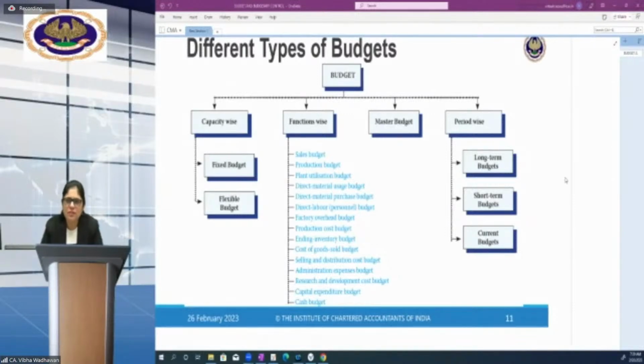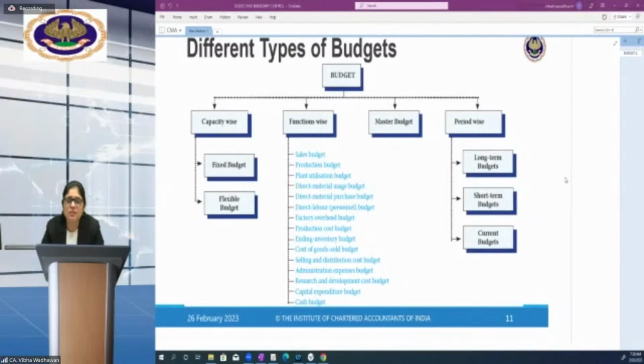Factory overhead budget. So these are the overhead budgets. I hope you remember there are 3 overheads: production overheads, or manufacturing overheads as we call them, office and administration overheads, and selling and distribution overheads. And for that also we make the budget. So factory overhead budget, production cost budget, how much production cost is expected to be incurred, so that we can plan the resources accordingly. All right. So the cost of goods sold budget, selling and distribution cost budget, administration expenses budget, research and development cost budget, how much R&D is going to take and how much the budget of the R&D department is going to be, incurred in the future period.